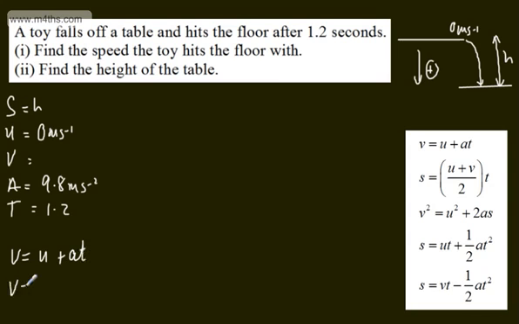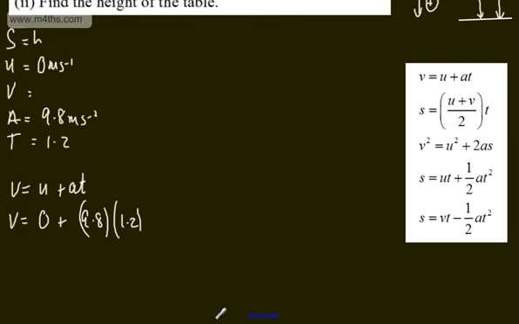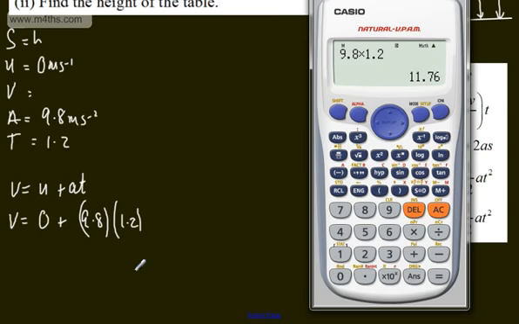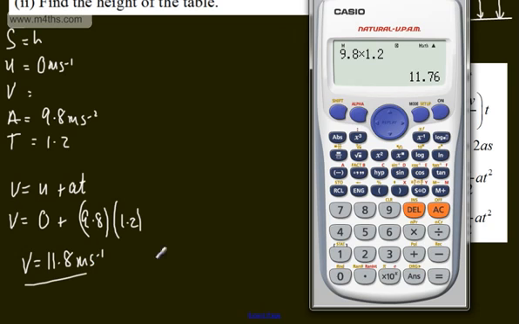So we can say v will be equal to 0 plus now the acceleration, which is 9.8, multiplied by the 1.2. So 9.8 times by 1.2 in the calculator. And that's going to give me now 11.76. So that now is our final velocity. So let's just put that in, and I'll say that's 11.8 at 3 significant figures. So velocity will be 11.8, and that will be meters per second. And that gives me now the velocity. So 1.2 times by 9.8.